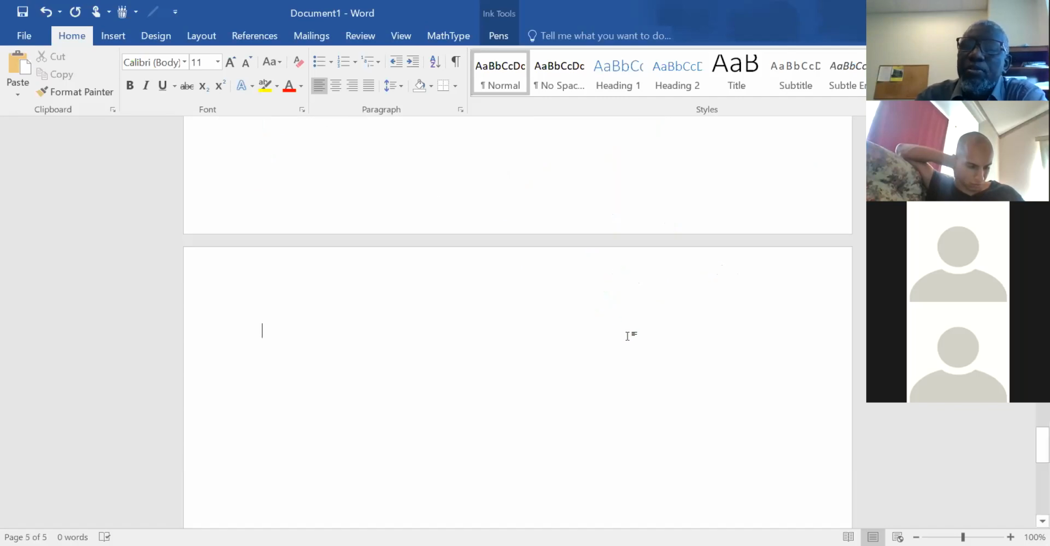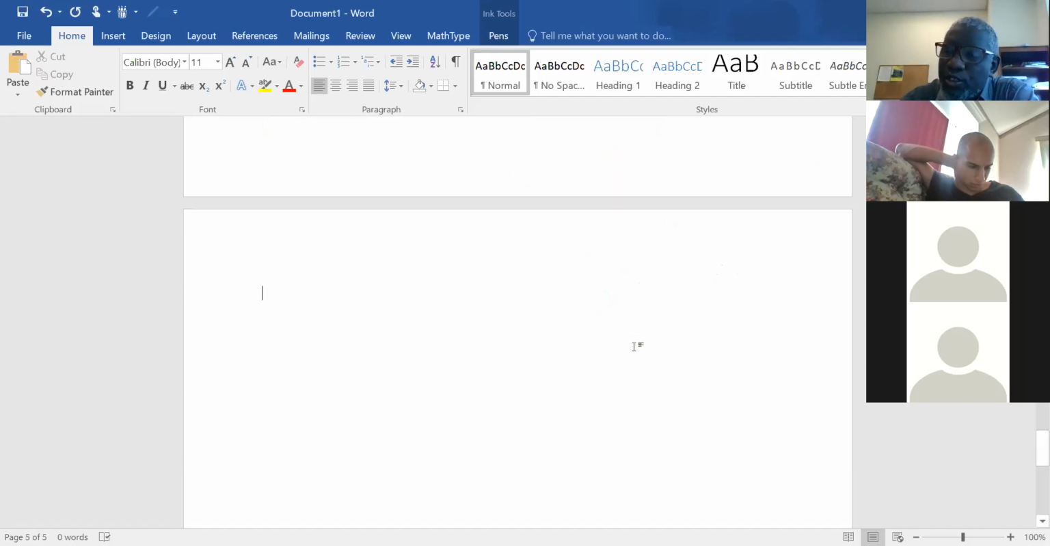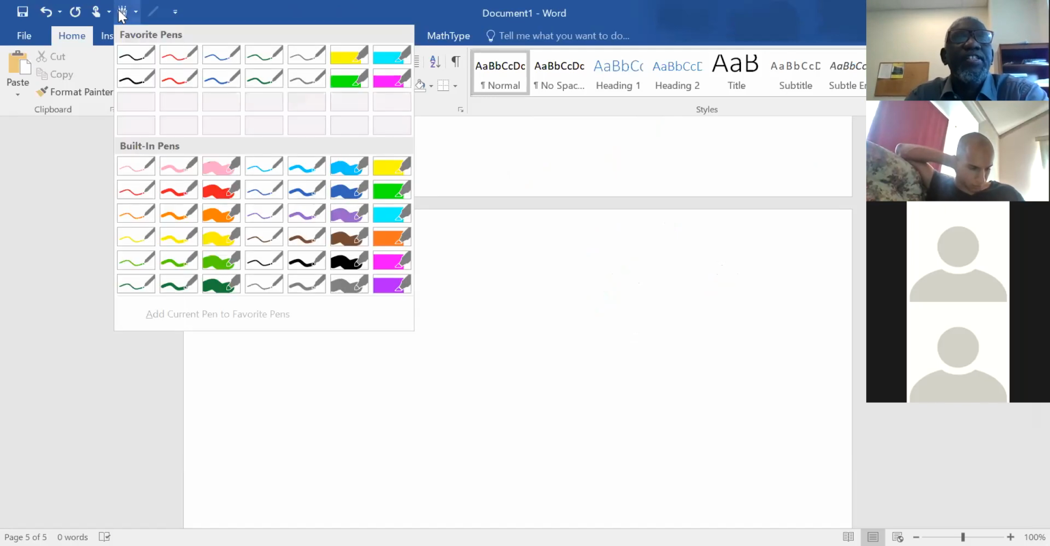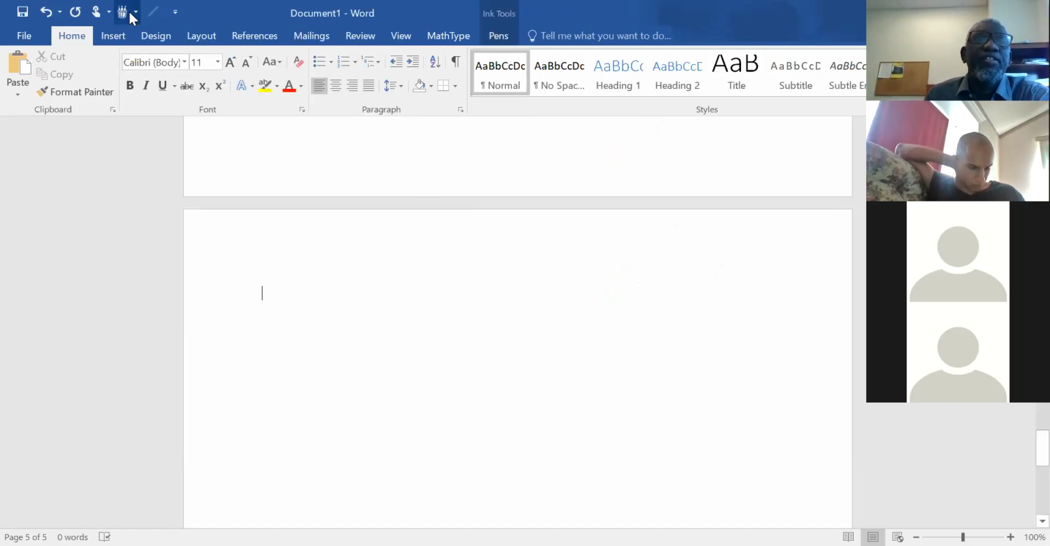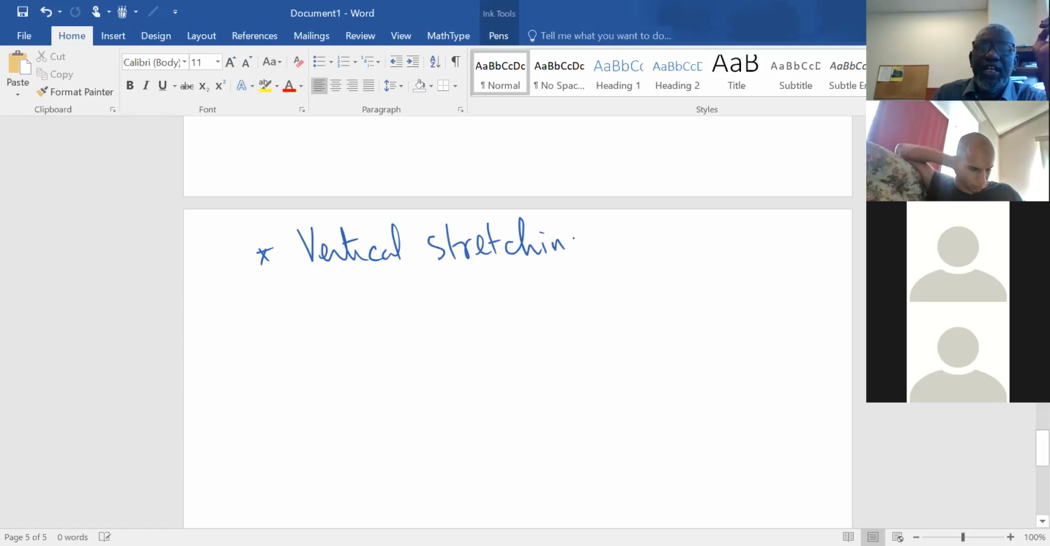But when you multiply by a number, the size will change, either vertically or horizontally. It's going to shrink or it's going to stretch. That's what happens when you multiply by a number. So our next example is vertical stretching / shrinking.